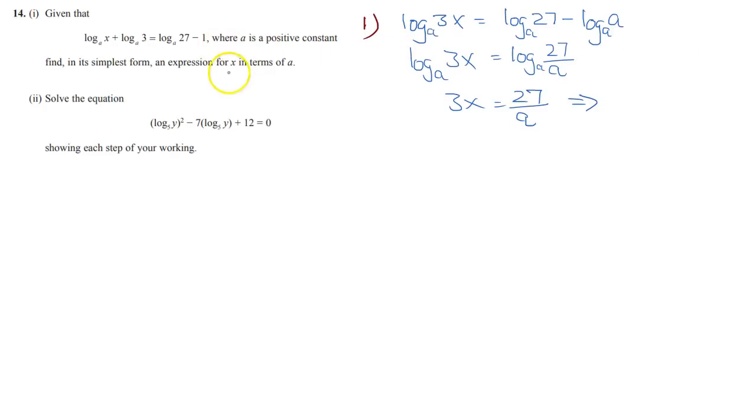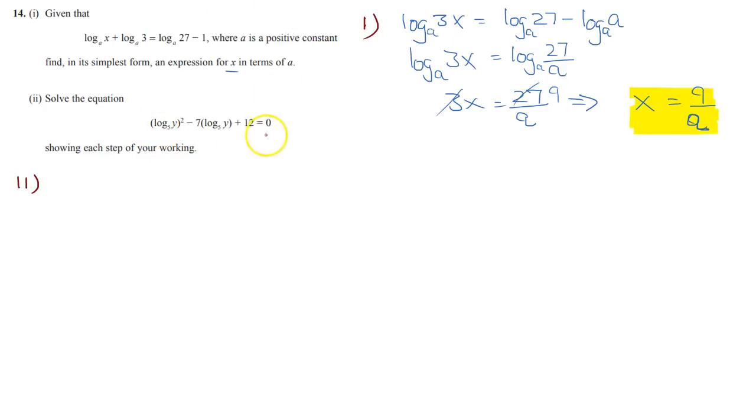We have to find x. So 3 times 9 is 27. So x will be 9 over a. Find x in terms of a.